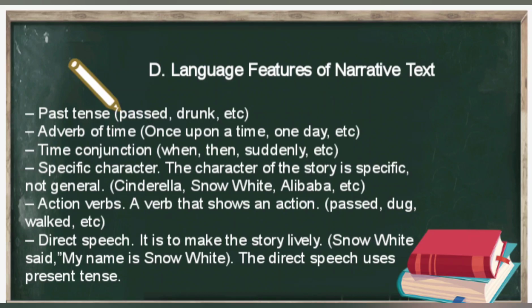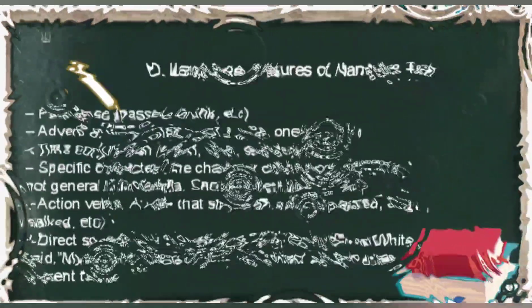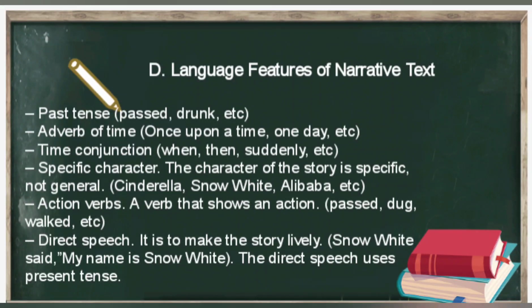Once upon a time, one day. After that, time conjunctions: when, then, suddenly. Or maybe the specific character too. The character of the story is specific and not general, one person. For example, here the titles are Cinderella, Snow White, Alibaba. This is very common for us.